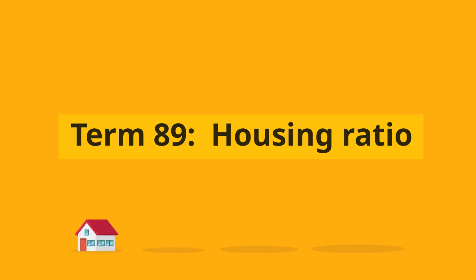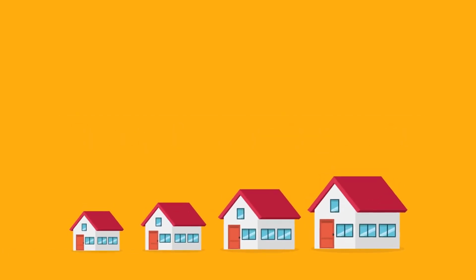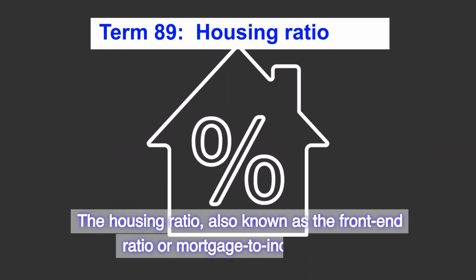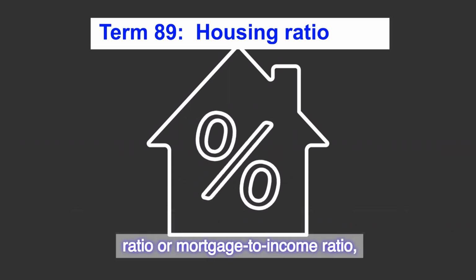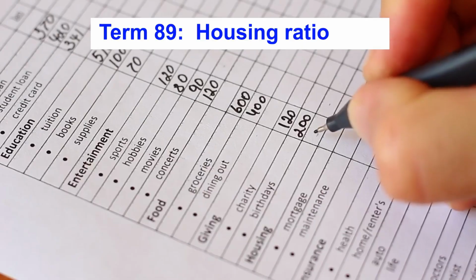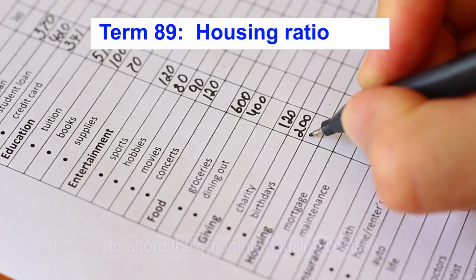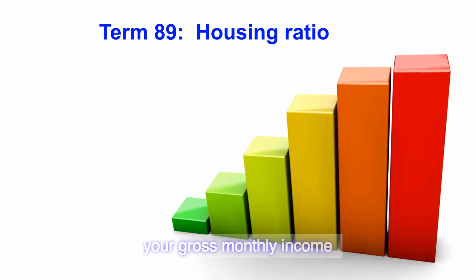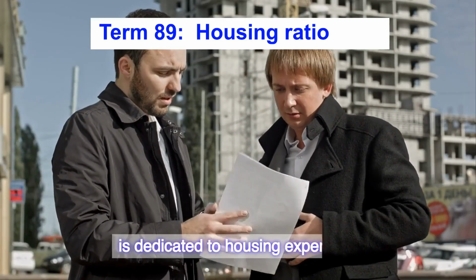Term 89, Housing Ratio. The housing ratio, also known as the front-end ratio or mortgage-to-income ratio, is a metric used by lenders to assess a borrower's ability to afford their monthly housing costs. In simpler terms, it measures what percentage of your gross monthly income is dedicated to housing expenses.